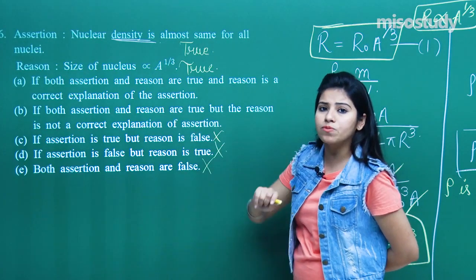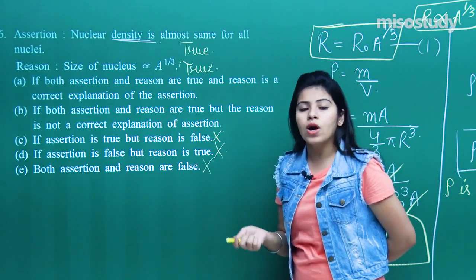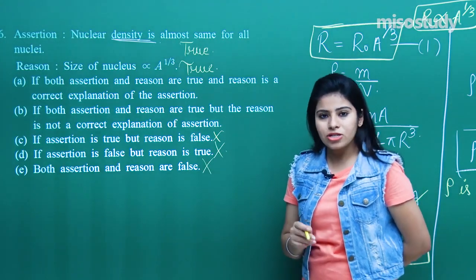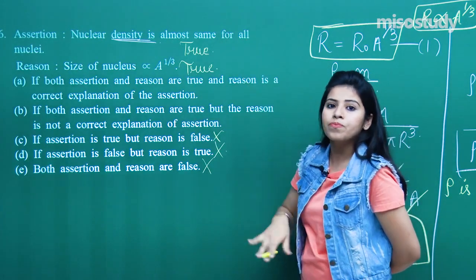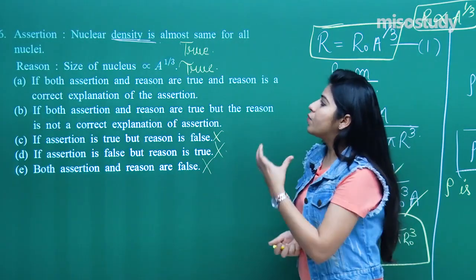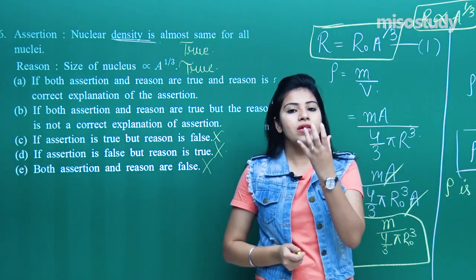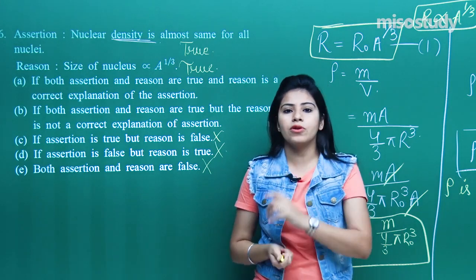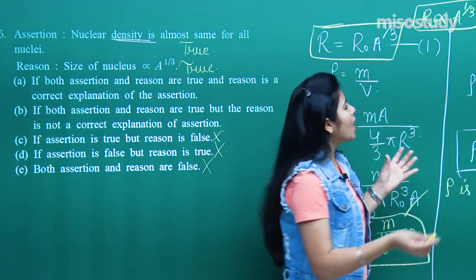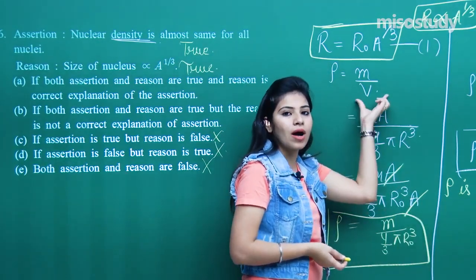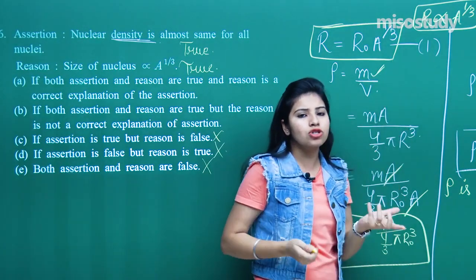Now you are having two options before you. If both are true and reason is a correct explanation, if both are true and reason is not a correct explanation. Let me just tell you, this is not a correct explanation for this assertion. Why? Because we know that we are saying nuclear density always remains same. The reason is that in the nucleus we are having number of protons and number of neutrons, and we know that their mass is approximately same. So if I am having this formula with me, density equals to mass by volume, and I am saying that this mass remains same, so that means density should be same.